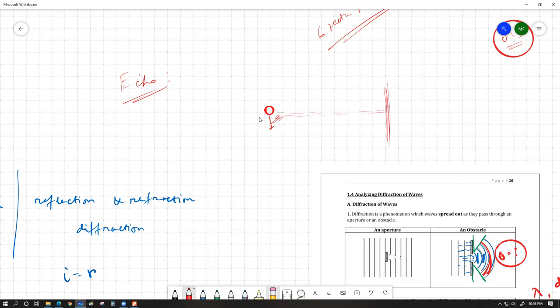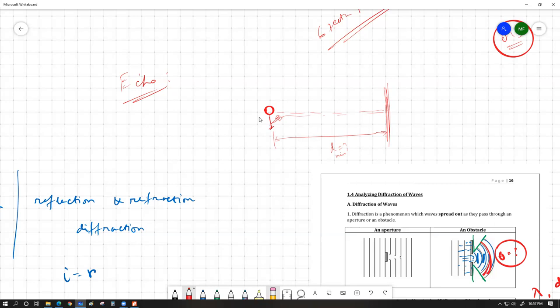So if the person wants to hear this sound's echo, what should be the minimum gap between the person and the wall? Let's say, what should be the minimum distance between them? If you wonder why I am getting to the term minimum, because the farther the gap, the bigger the gap, the longer the sound would take. So sound taking longer than 0.1 second would definitely be detectable.